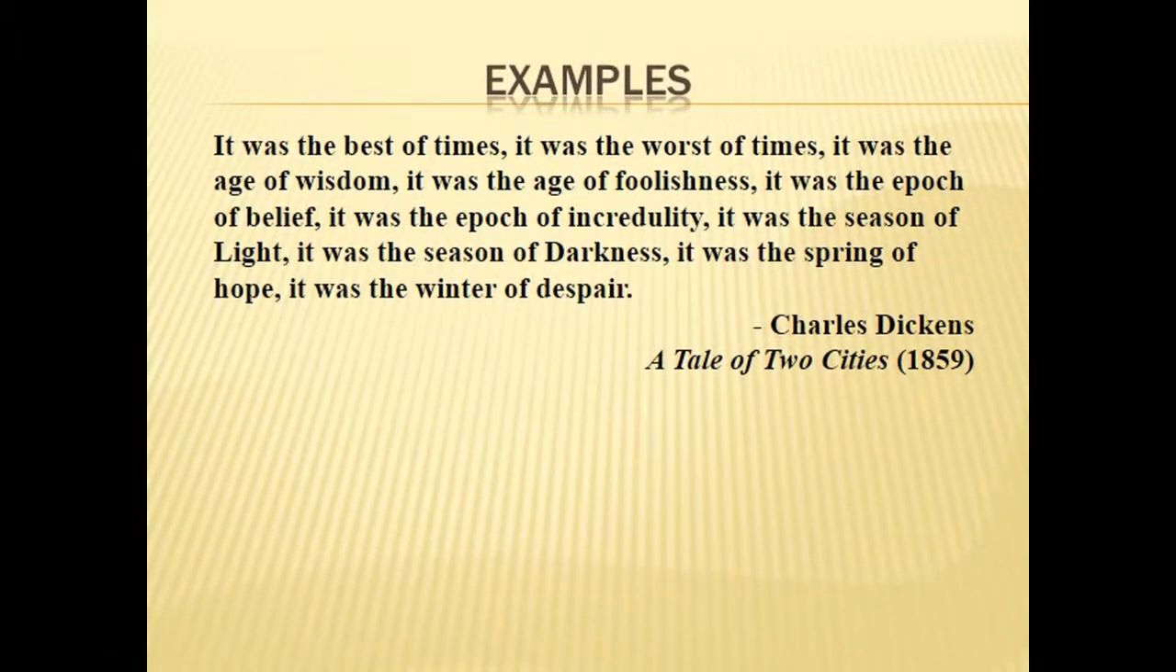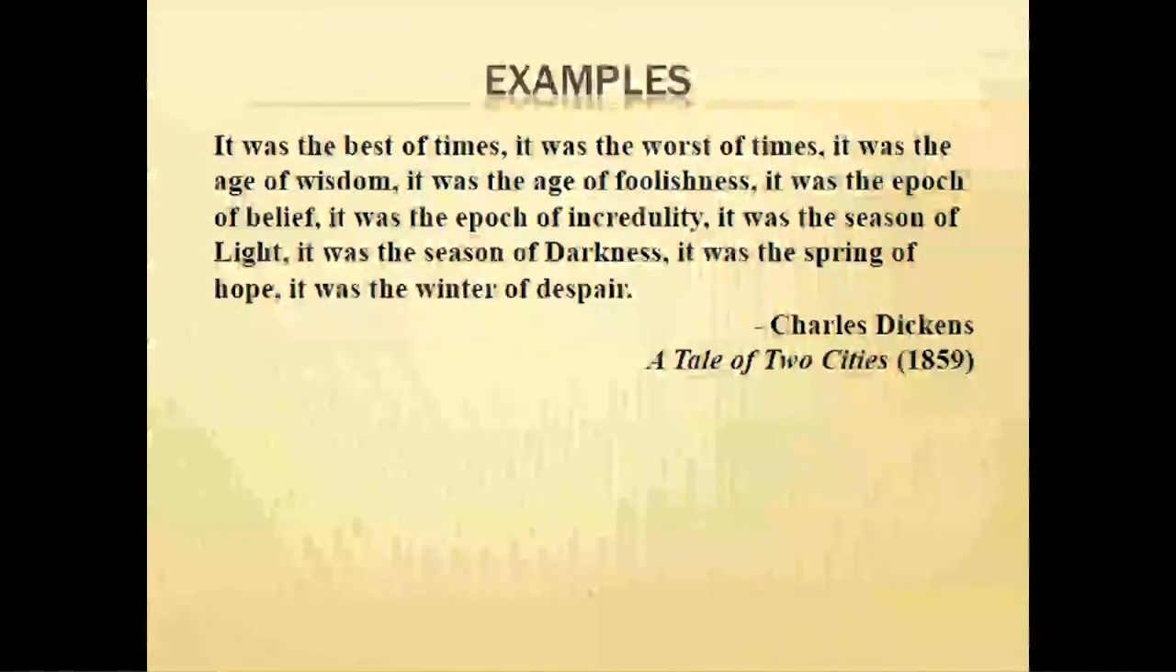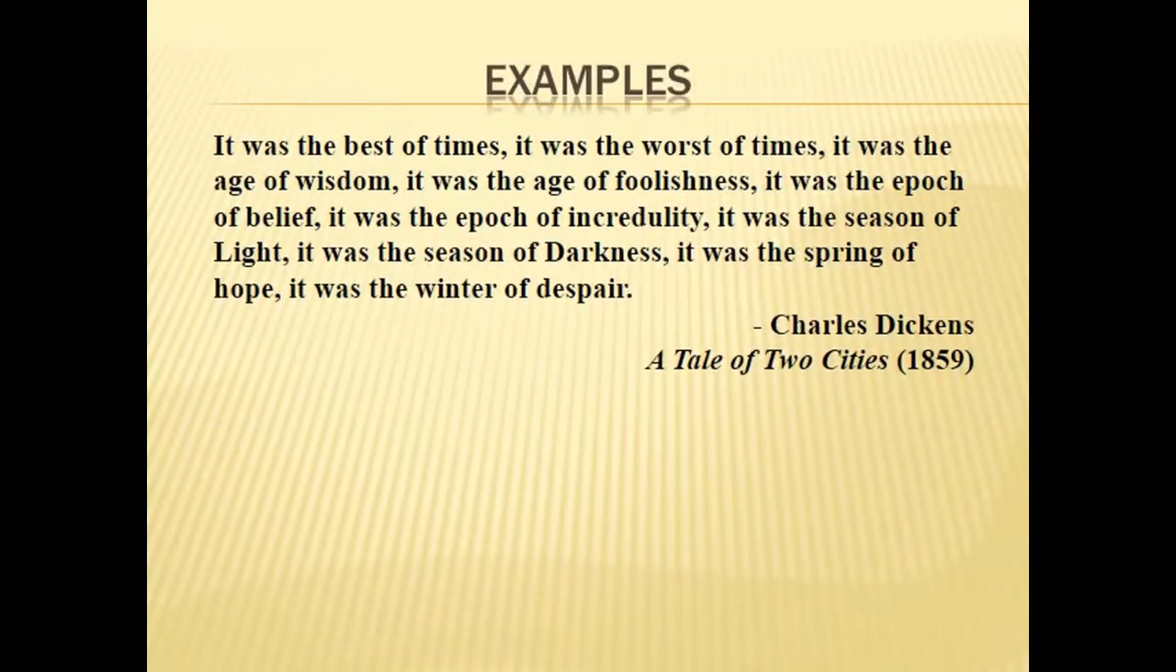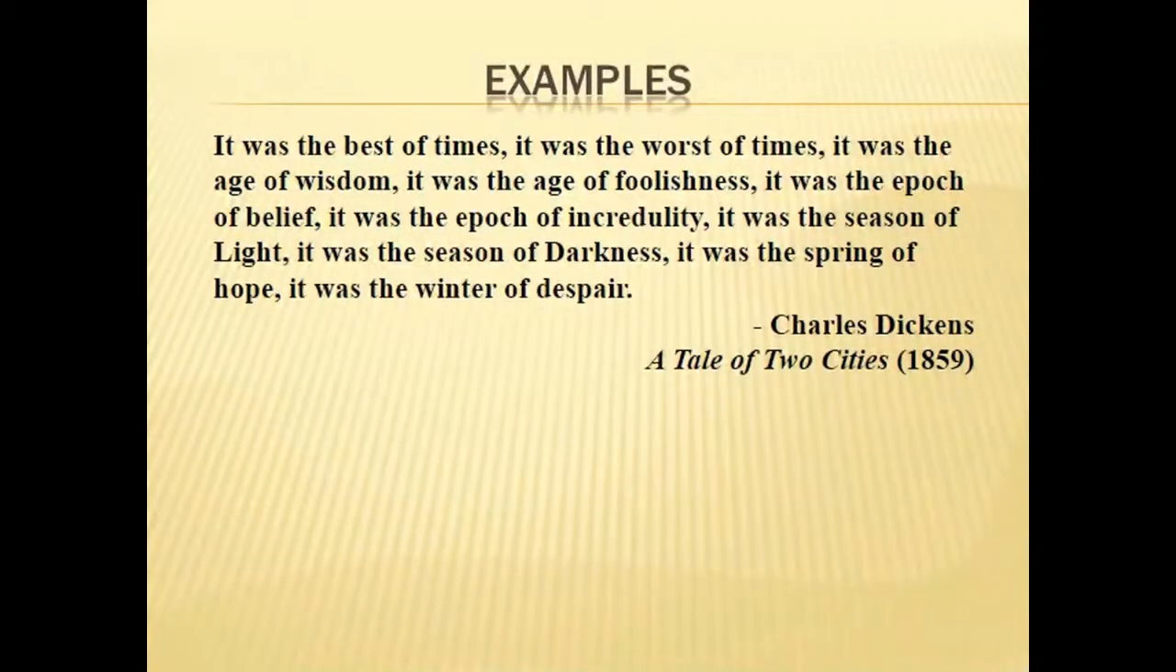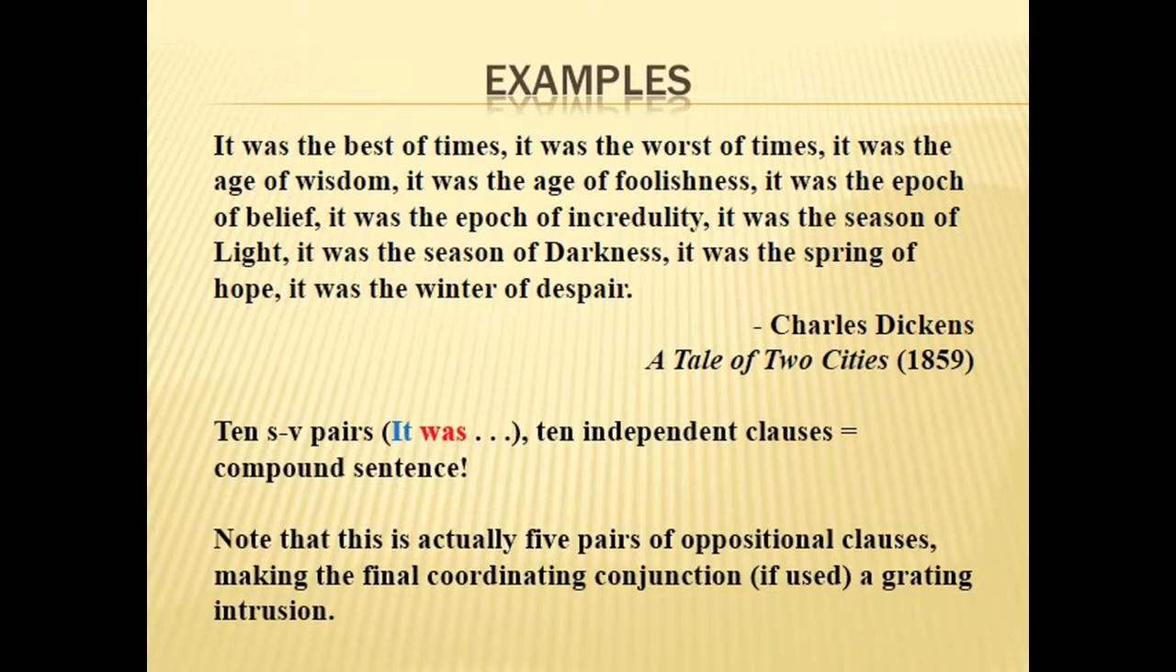It was the best of times, it was the worst of times, it was the age of wisdom, it was the age of foolishness, it was the epoch of belief, it was the epoch of incredulity, it was a season of light, it was a season of darkness, it was the spring of hope, it was the winter of despair. This has 10 subject-verb pairs, 10 independent clauses, but it's still just a compound sentence.